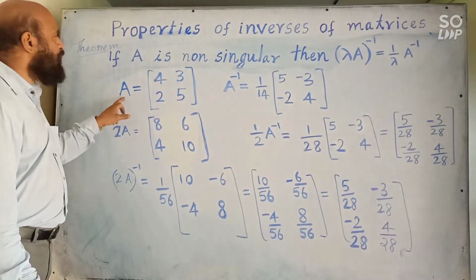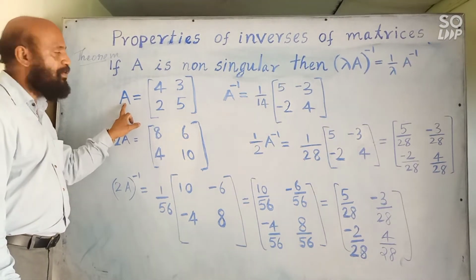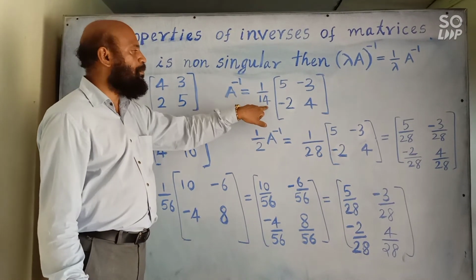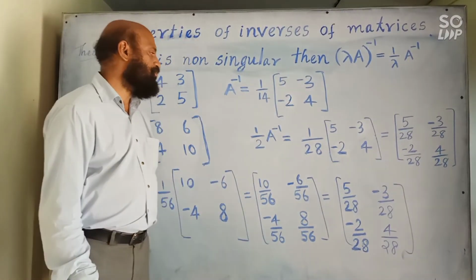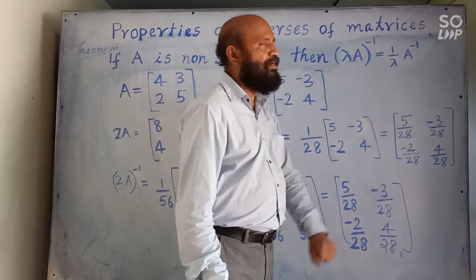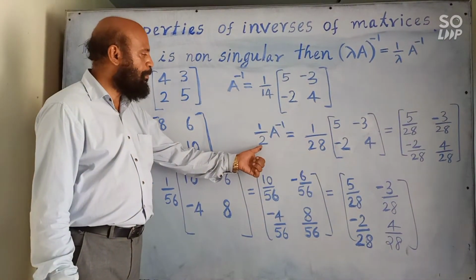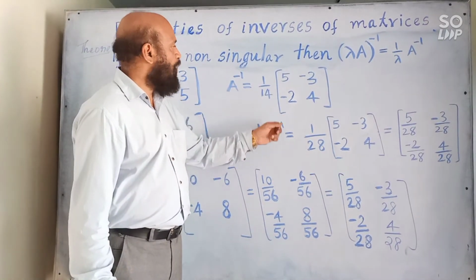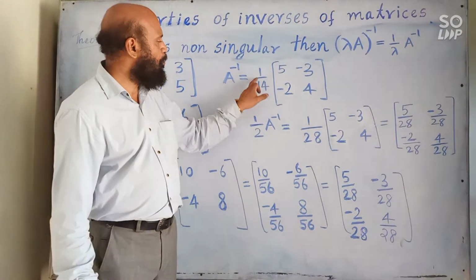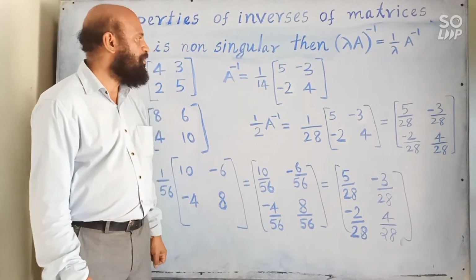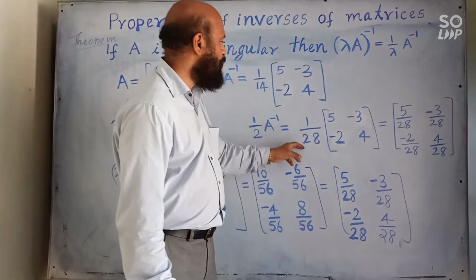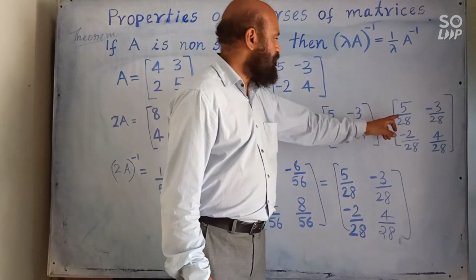Then we already got the inverse of this matrix. In a previous sum, we got it. Inverse of this A, A inverse, is 1 by 14, 5 minus 3 minus 2, 4. Then this side, that inverse is multiplied by 1 by lambda. In our case, lambda is 2. So you multiply by 1 by 2. Already there is 1 by 14. If it is multiplied by 1 by 2, it will become 1 by 28. Then this 1 by 28 is taken inside. So you are getting this.